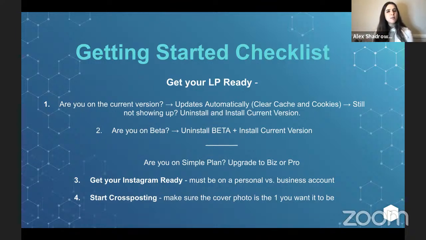But if for some reason you're not seeing it, we want you to clear your cache and your cookies and then reload, refresh the page, and it should show up. If for any reason it's not showing up, just uninstall the version that you have and then install our current version. If you are on beta, you're going to want to uninstall beta and then install the current version. We have videos here on YouTube showing how to do that. We also have tutorials in our guide to LP. You log into LP, there's a main menu, and you'll be able to go through it and we'll show you how to do this step by step.